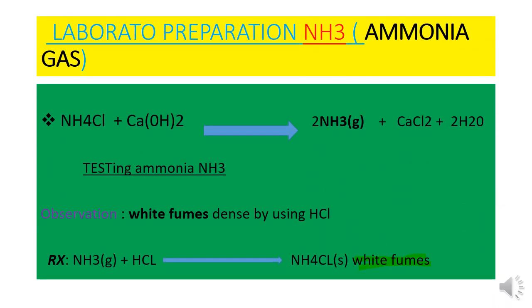To prepare ammonia in the laboratory, we use ammonium chloride plus calcium hydroxide, which is lime water, to produce ammonia gas, and calcium chloride plus water. Then how to test this ammonia? We use hydrochloric acid, and the observation is denser white fumes. Here, this is the white fume. This is the reaction: ammonia reacts with hydrochloric acid to form ammonium chloride, which is white fumes.